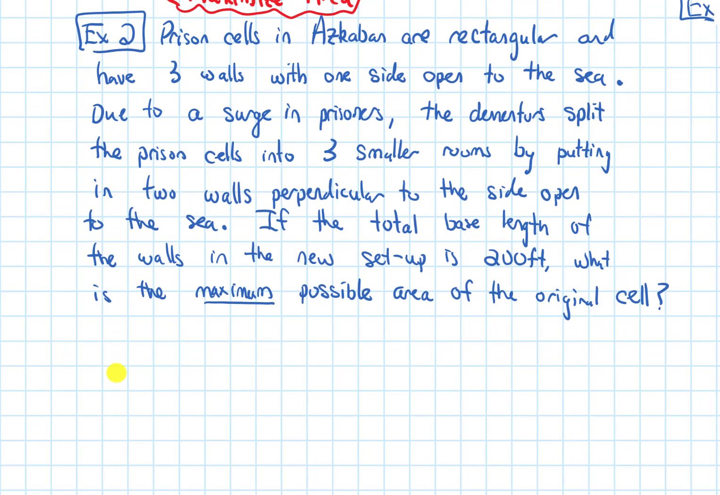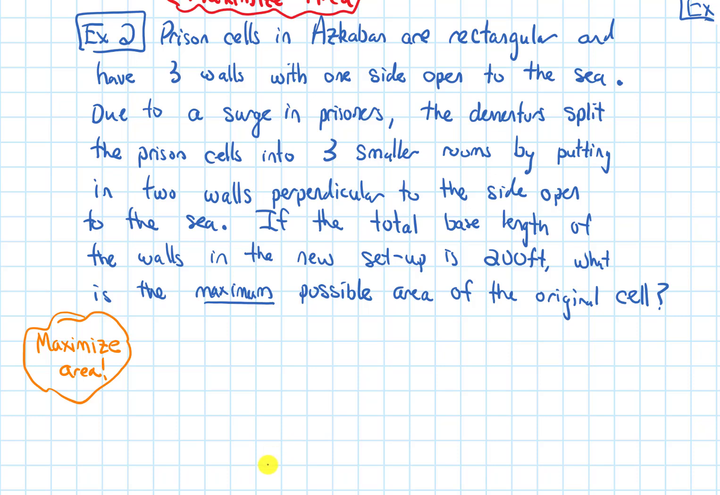Okay, so we have this word problem, and it's an optimization question. And remember, the first thing that we do in an optimization question is identify the quantity that we are trying to optimize, that we want to maximize or minimize. And in this question, we want to maximize the area, because it says find the maximum possible area. Okay, the next step is we draw a picture. And in this problem, I think a picture is appropriate.